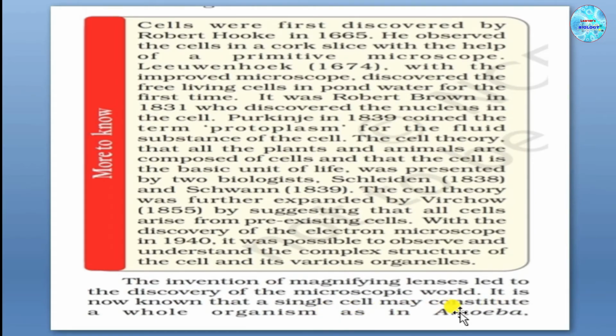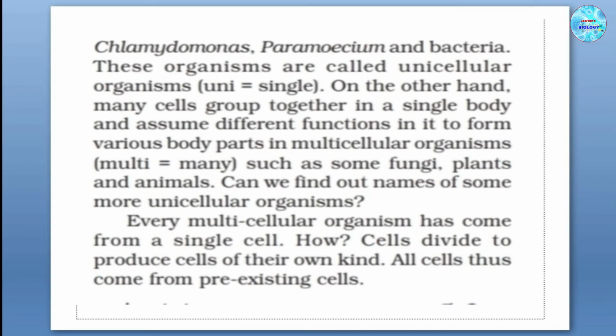So it is now known that a single cell may constitute a whole organism, as in amoeba. Then you have chlamydomonas, paramecium and bacteria. Now these organisms, amoeba, chlamydomonas, paramecium, bacteria, are all made up of single cells and they are known as unicellular organisms. On the other hand, many cells group together in a single body and assume different functions in it to form various body parts in multicellular organisms, such as some fungi, plants and animals.